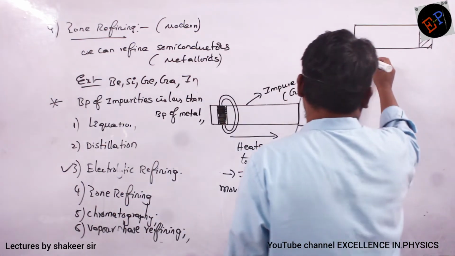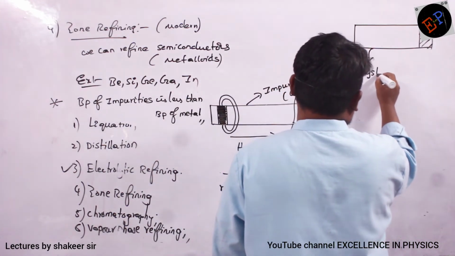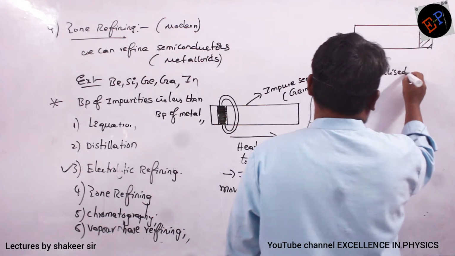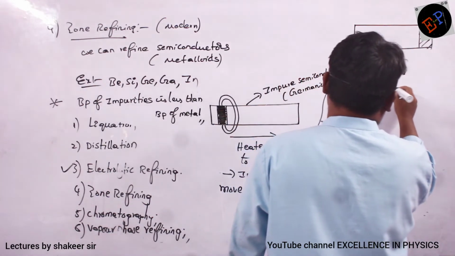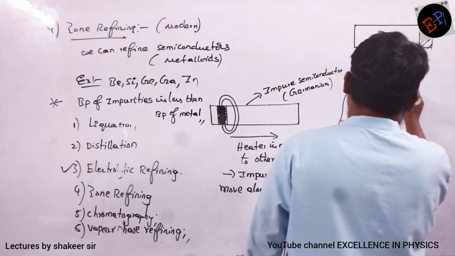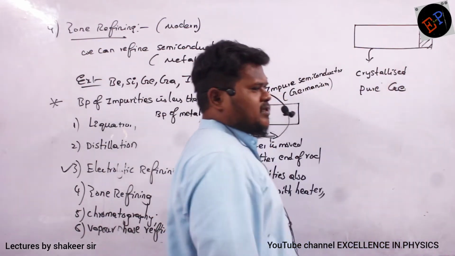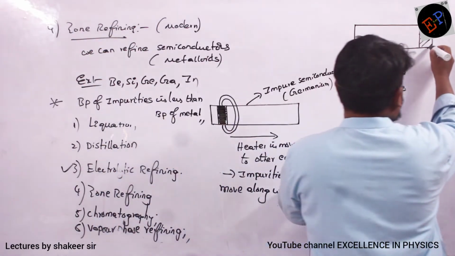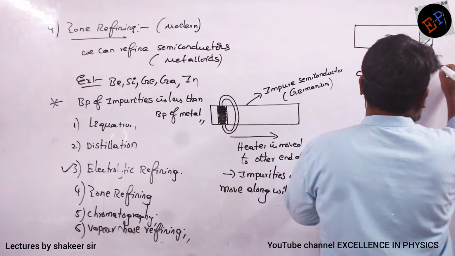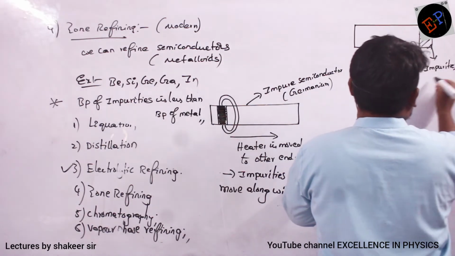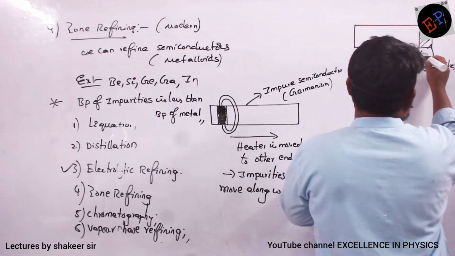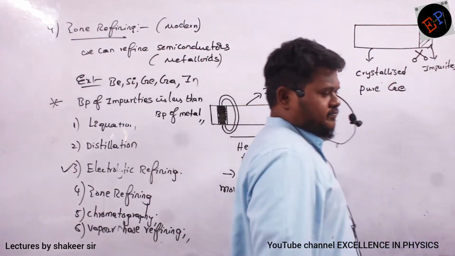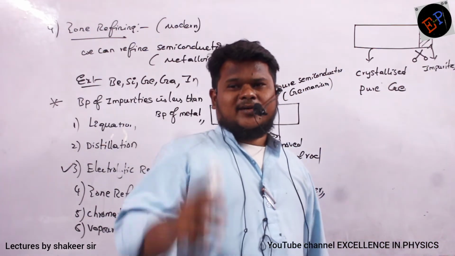And what is this one? This is crystallized pure germanium. This is very pure germanium which we got. And what are these? These are the impurities which are deposited at the other end of the rod. And they are cut like this and removed from the rod.